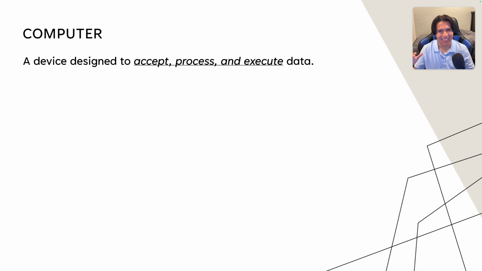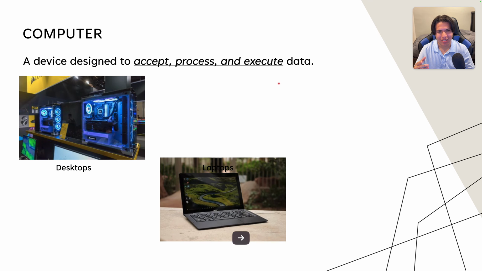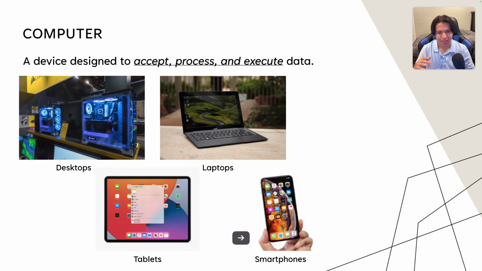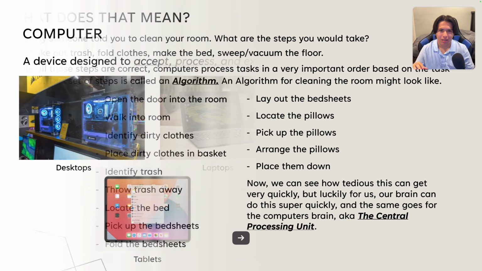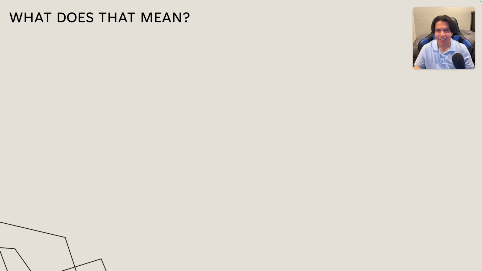A computer is a device designed to accept, process, and execute data. Those are the 3 primary functions right there. We can see that through desktops, laptops, tablets, and smartphones. Now, a computer isn't just these 4 things. There are many other things, such as even a smartwatch or an Amazon Alexa. Those are also computers, but they're specific computers. I have the word for that later on in this, and I'm going to get to that in a second. So what does that mean?